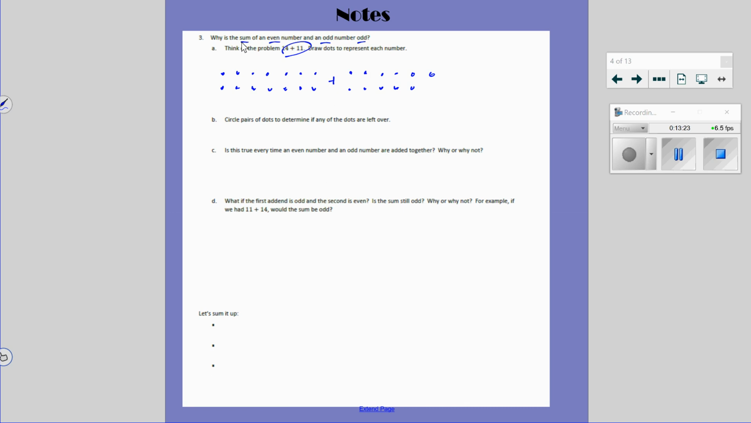Okay? So again, let's circle pairs of dots to determine if anything's left over. Going through the 14, I've got 7 pairs of dots. Do I have anything left over? Nope. What about on the 11? I start circling these. I now have 5 pairs of dots. But what do I see? I have 1 loner. I have 1 cannon out here who's never going to have a partner. Sorry, Cannon.